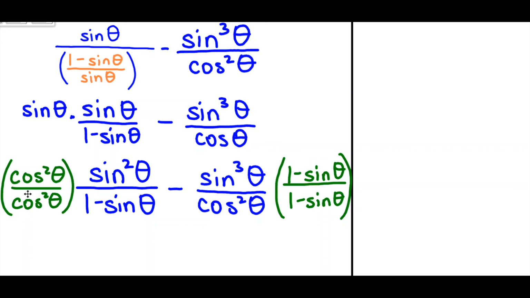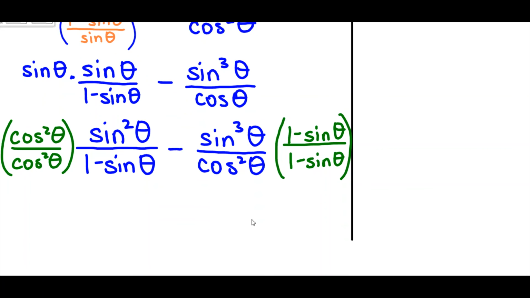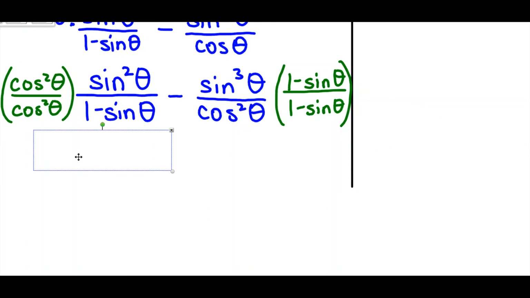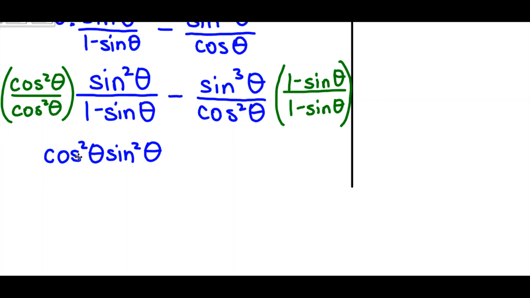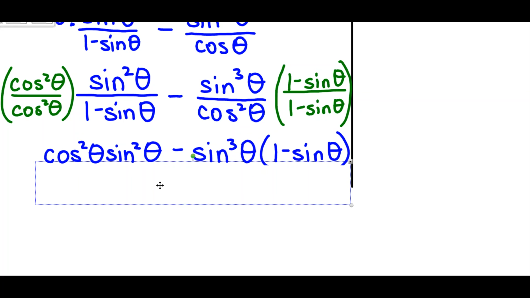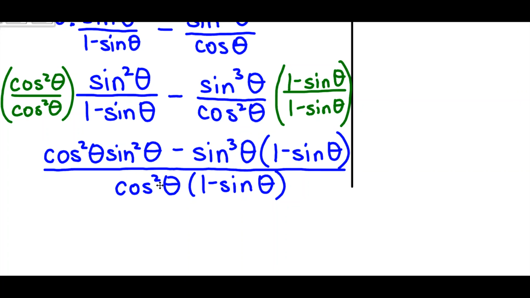Same with this one. So when I do that, I need to then complete that multiplication. So I'm going to have cosine squared theta sine squared theta minus sine cubed theta times 1 minus sine theta. And that is all going to be over cosine squared theta times 1 minus sine theta. So I've written this as one fraction.